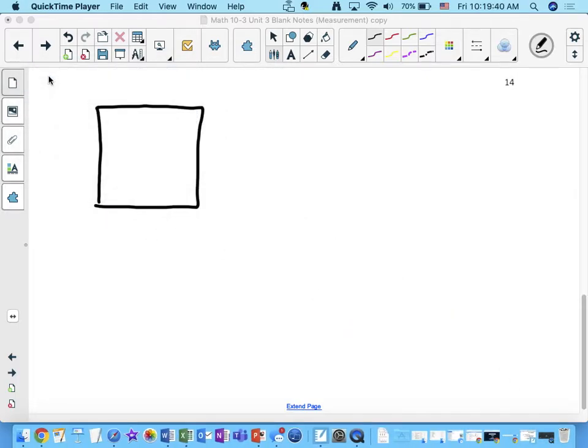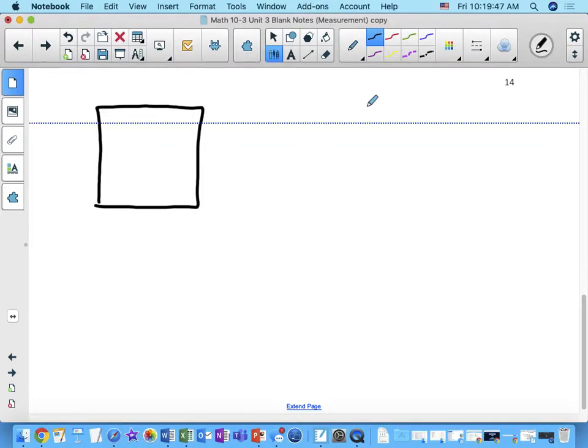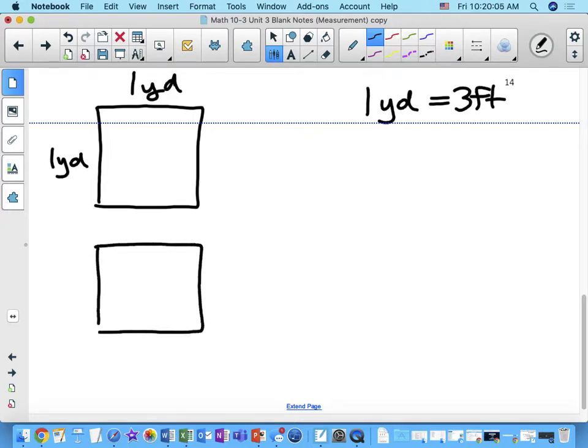Okay, so it's actually easier to see with yards and feet because the conversion factor is smaller. So 1 yard equals 3 feet. Yes, we're good with that? Yeah, so if we have 1 yard by 1 yard, that's the same as 3 feet by 3 feet. Does that make sense? Like 3 feet is the same as 1 yard, yes?